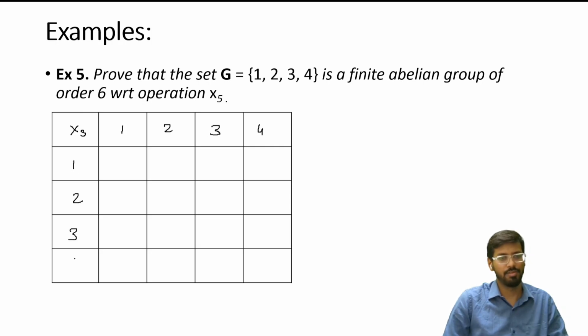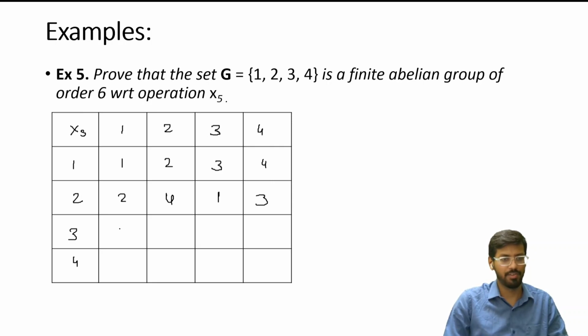2, 3, 4. So 1 multiplied by 1, remainder is 1, 1 multiplied by 2, remainder is 2, 1 multiplied by 3, remainder is 3, 1 multiplied by 4, remainder is 4. Similarly, 2 multiplied by 1, remainder is 2, 2 multiplied by 2, remainder is 4. 2 multiplied by 3, 6, remainder is 1. 2 multiplied by 4, 8, remainder is 3.